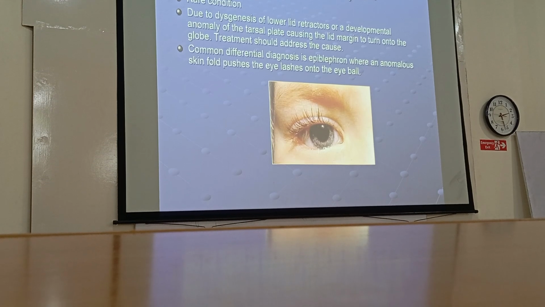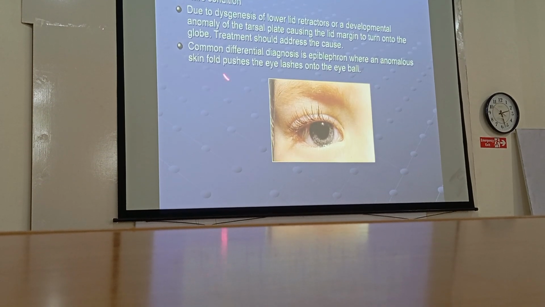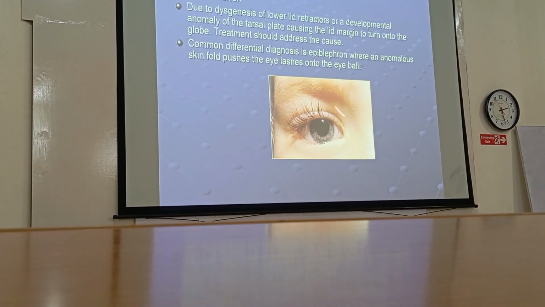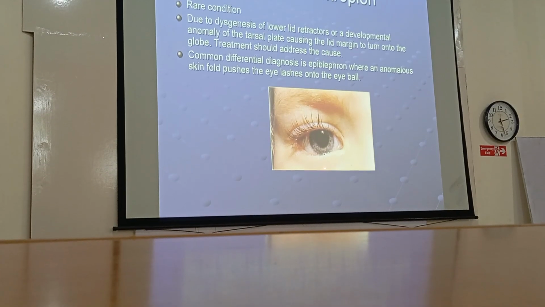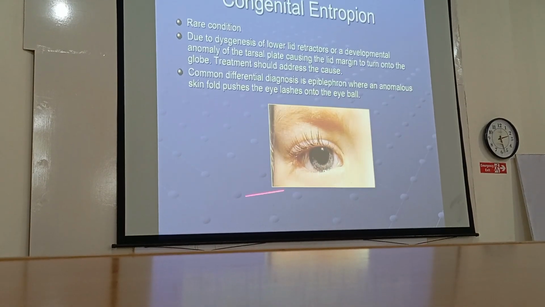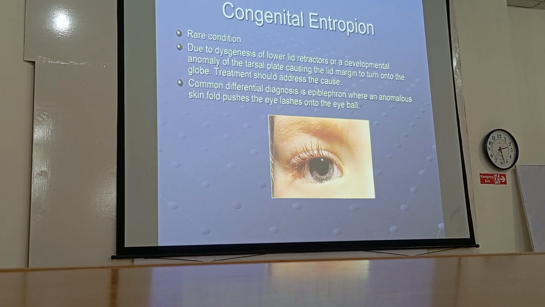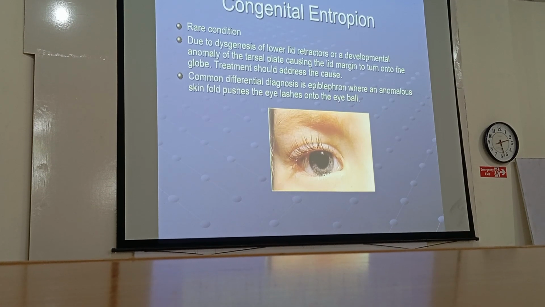Common differential diagnosis is epiblepharon where an anomalous skin fold pushes the eyelashes onto the eyeball. Epiblepharon में एक एक्स्ट्रा स्किन फोल्ड होती है यहाँ पर और वो उसको पुश कर रही होती है अंदर की तरफ. And it creates the confusion whether it is congenital entropion or epiblepharon. So we will have to look for it. Because extra layer तो नहीं है.